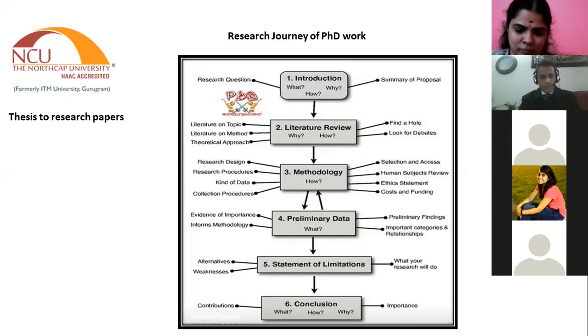Methodology is a very important component of PhD work, and it varies from topic to topic. But while we decide the methodology, the first question we ask is how we are going to carry out our research activities. So selection and access, human subjects review, ethics statement, cost and funding, research design, research procedures, and kinds of data collection procedures all need to be decided in the methodology.